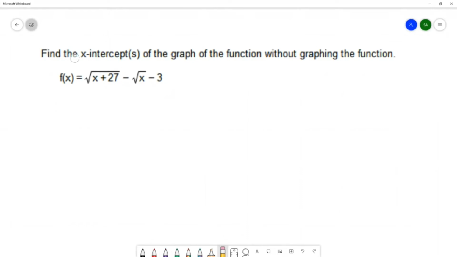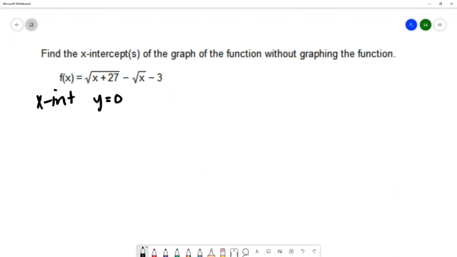For this question, we want to find the intercepts of the graph of the function without graphing the function. Our function is f of x equals square root of x plus 27 minus square root of x minus 3. I want to find the x-intercepts. And to find the x-intercept, you let y equal 0.